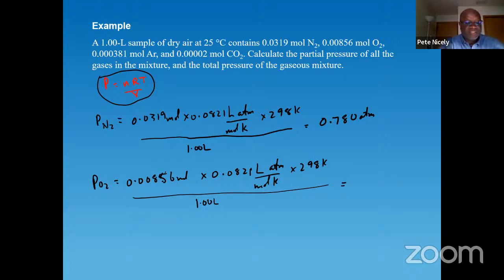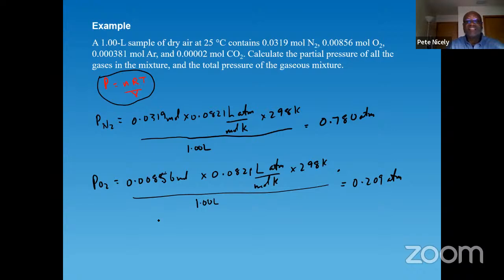0.00856 times 0.0821 times 298 divided by 1. Okay, so according to my calculation, this works out to be equal to 0.209 atmospheres.